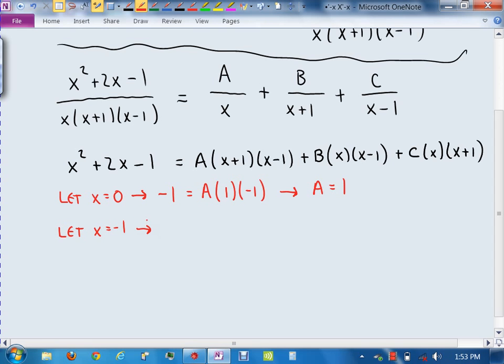Plug in. That left side's going to take a little more work. -1 squared plus 2 times -1 minus 1. -2. Equals, A's gone, isn't it? C's gone. The only thing there is B. And I plugged in -1, so -1 and then -1 minus 1. So 2. Still no questions?